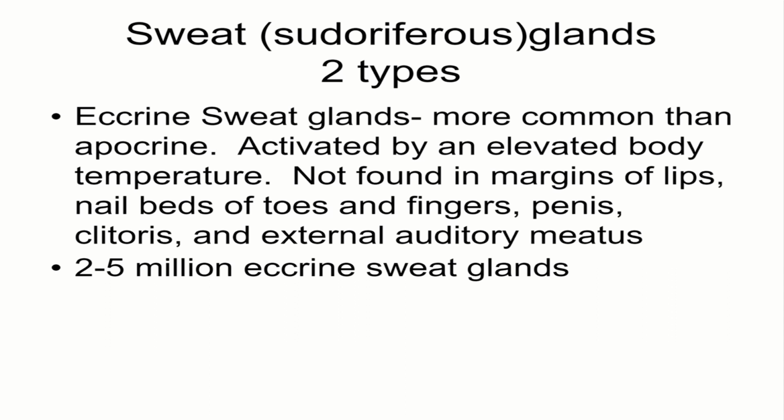These are not found in the margins of the lips, so along the edge of your lips, in your nail beds, in your toes and fingers, although you can have some mutations that do result in individuals having sweat glands underneath their fingernails. This can be dangerous because it can lead to infections and that kind of stuff. But it is something that can happen. The penis and the clitoris also do not have eccrine sweat glands, nor does the external auditory meatus, which you are probably more familiar with calling the ear canal. We have 2 to 5 million eccrine sweat glands.